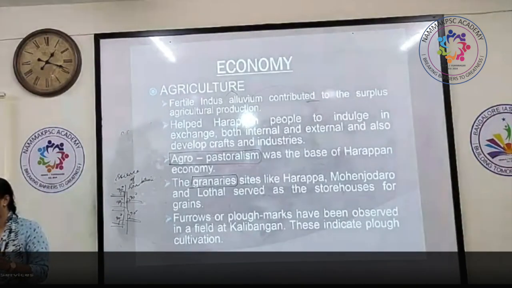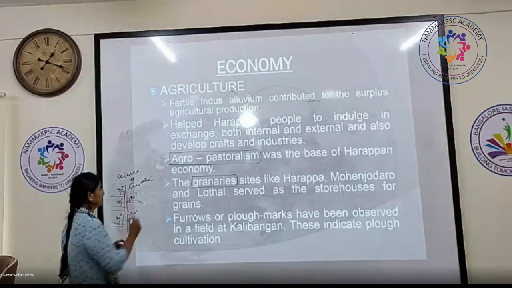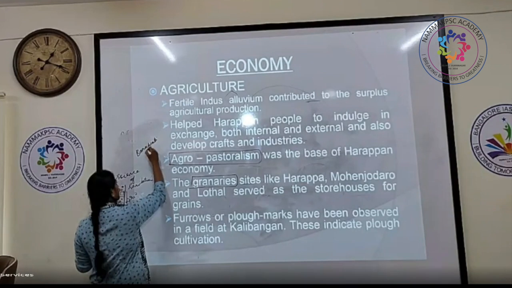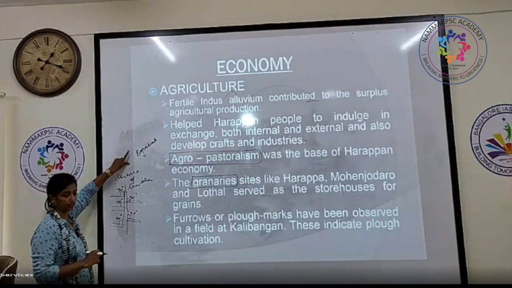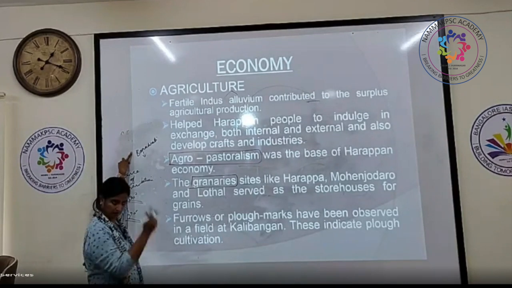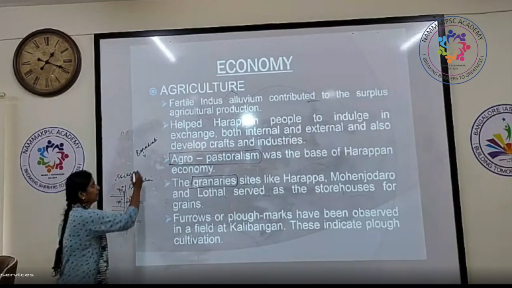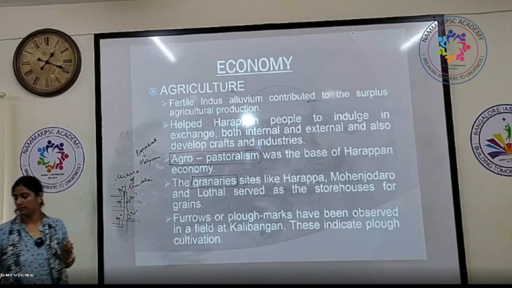Plowshare evidence is found at Kalibangan, and it is also found at Banawali, in Haryana's Hisar district. Banawali, you will see plowshare evidence. One is Kalibangan and another one is Banawali. If you go back to the picture, you will remember that we've seen it. In Haryana, we see the evidence of a plowshare.